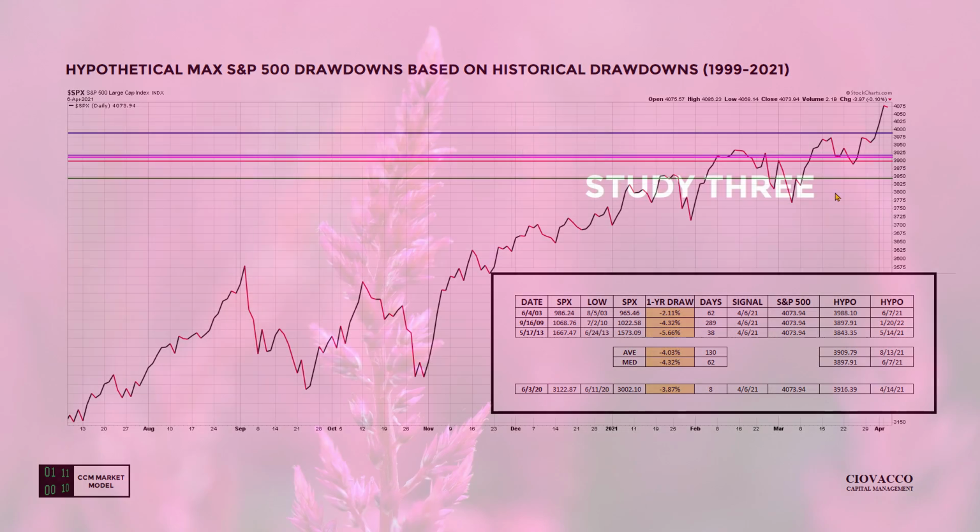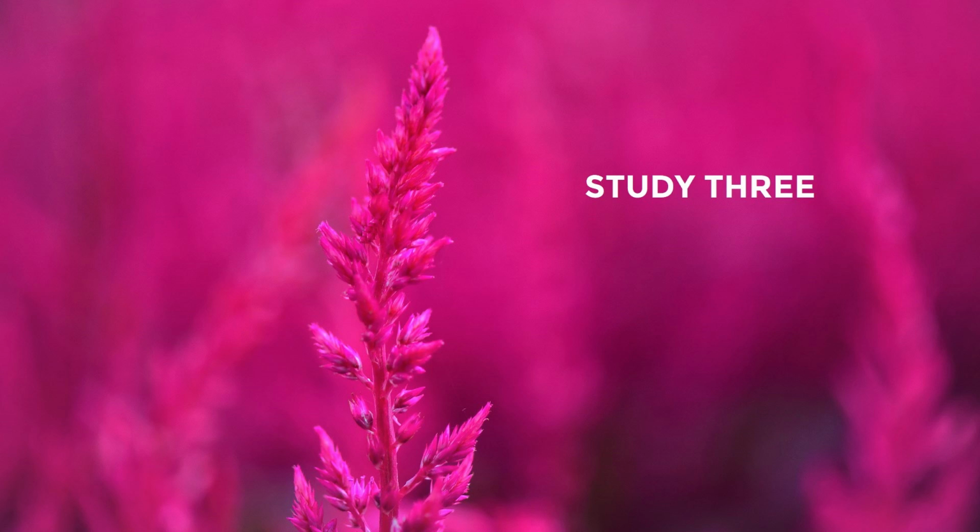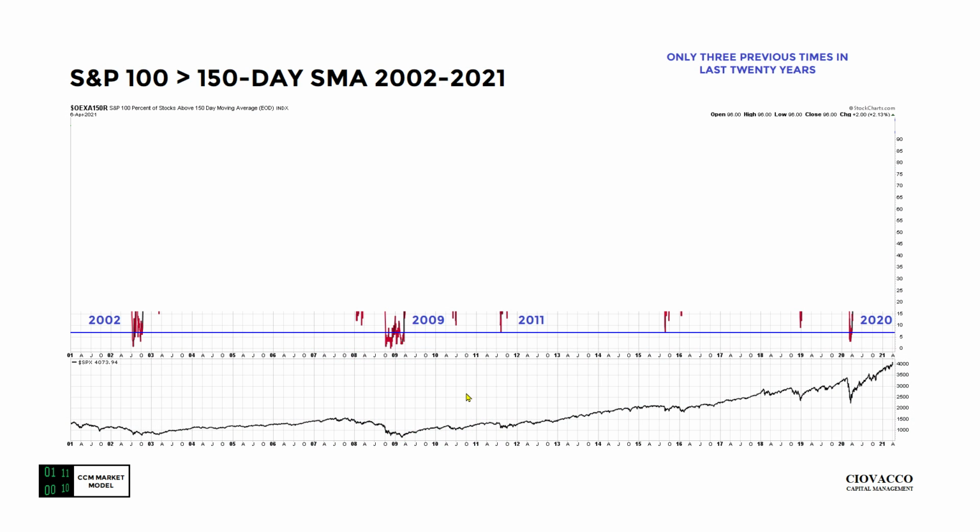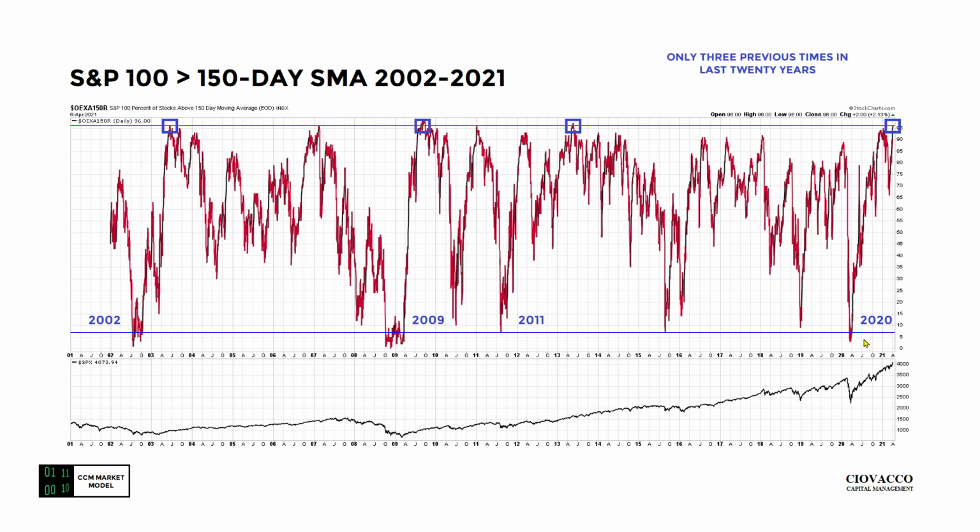Study number 3. As we always say, this is not just a bunch of lines in a chart. This speaks to human behavior. In each one of these cases, oversold in 2002, way oversold in a rare manner in 2009. Oversold, the European debt crisis, 2011. This is October here. And back in 2020, this is the COVID low in March of last year. And in each case, the percentage of S&P 100 stocks greater than their 150-day simple moving average skyrocketed.